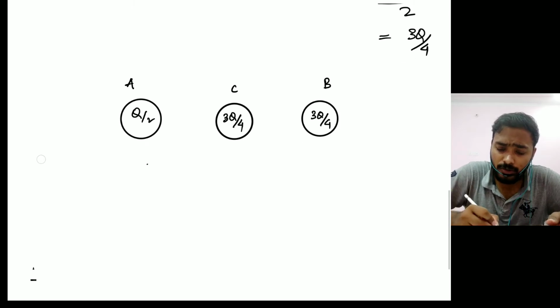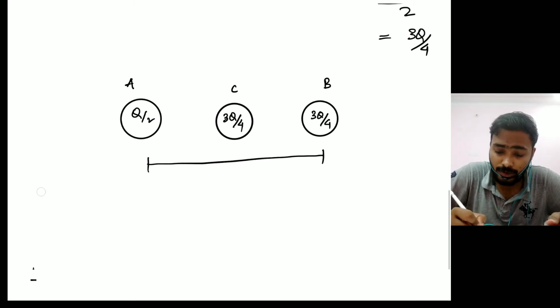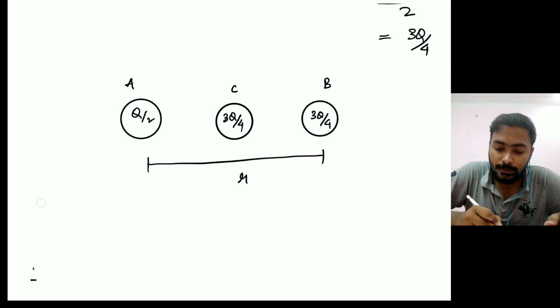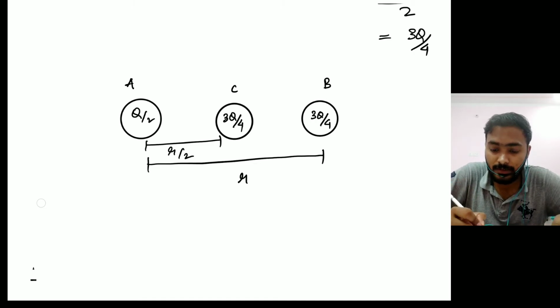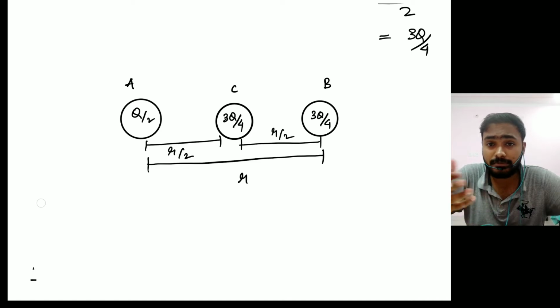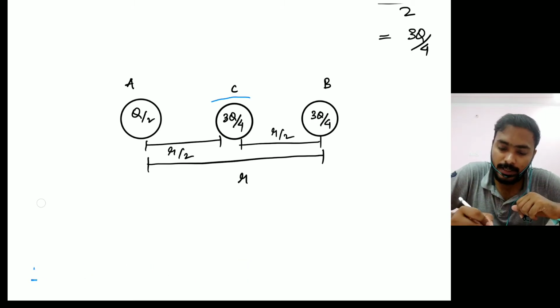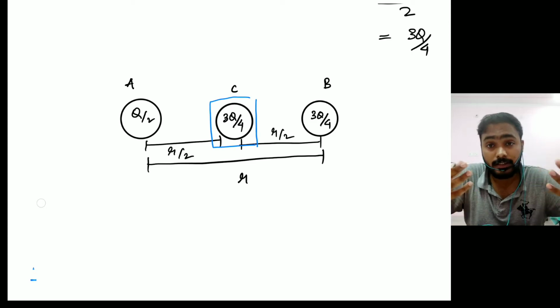Okay, according to our question, the distance between A and B was R, and since body C is at the midpoint, that means this distance will be R by 2. Very similarly, this distance is also R by 2, right? So pretty clear till now, I hope. Now our question is asking us to find out the net force experienced by body C, which is kept at the midpoint of A and B, right?